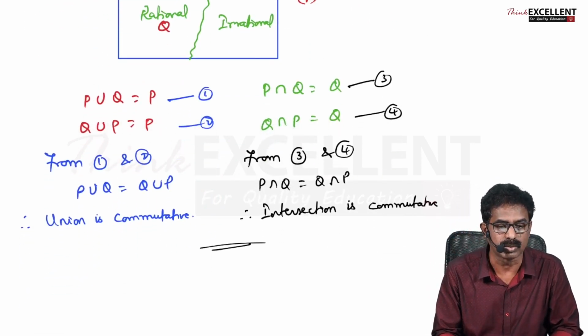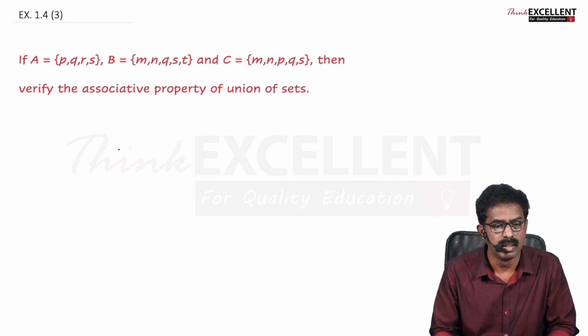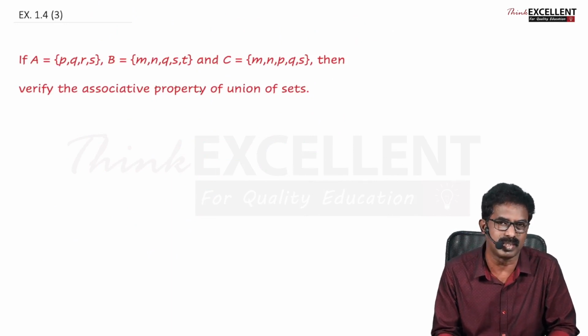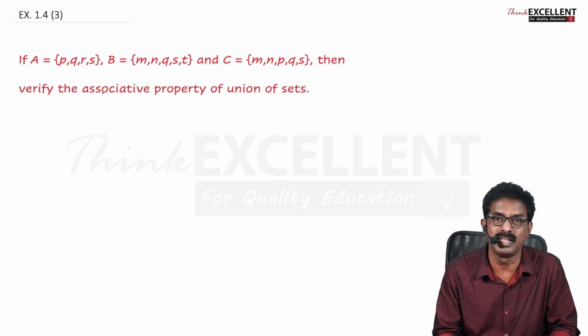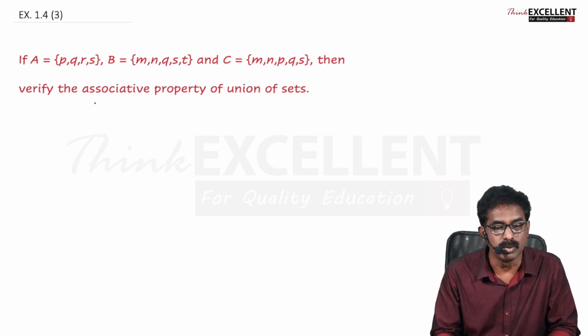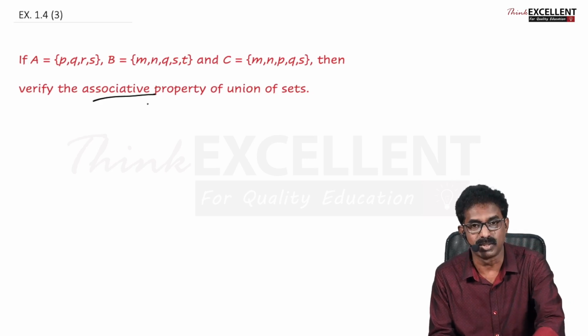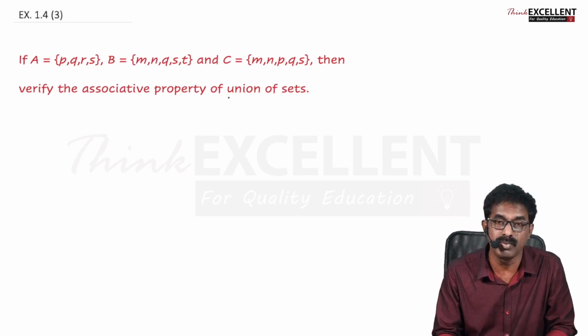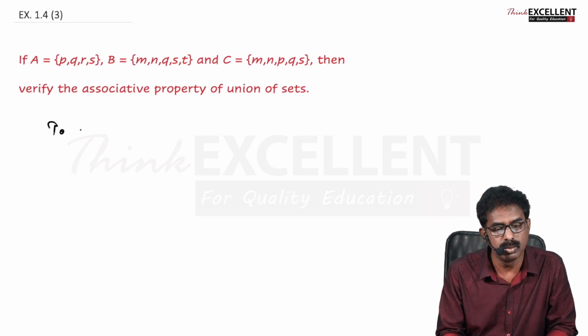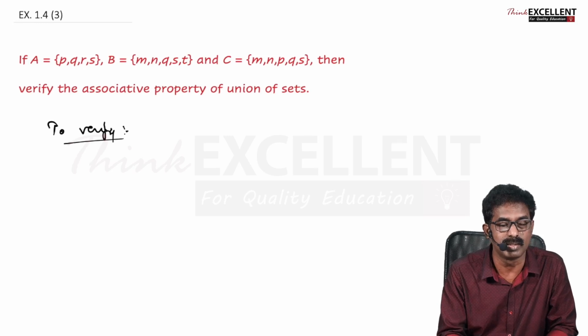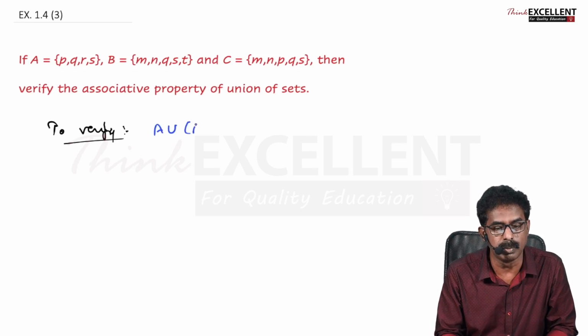Now let's go for the next question. A, B, C are 3 sets. Verify the associative property of union of sets. Simplest question, right? Everything is given in roster form. But you must know what this property is, so learn the properties. To verify, first you must know what you are supposed to verify. We have to prove that union is associative: A union (B union C) equals (A union B) union C. This is what we have to verify.